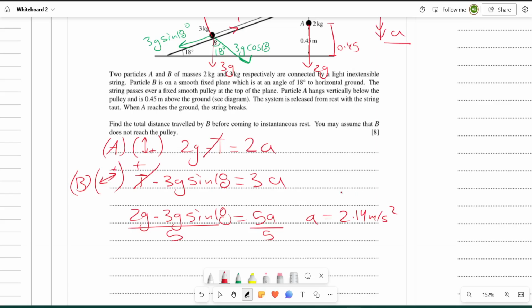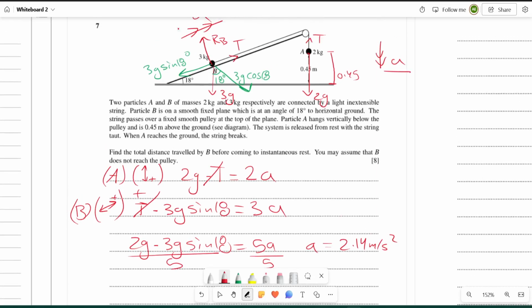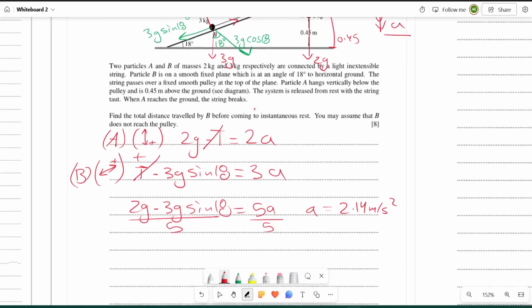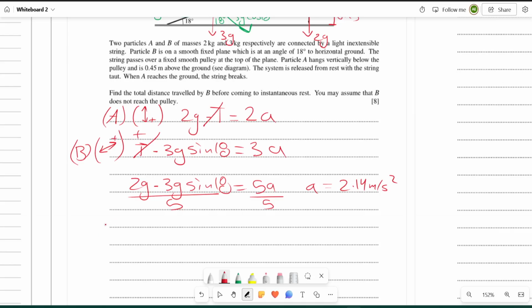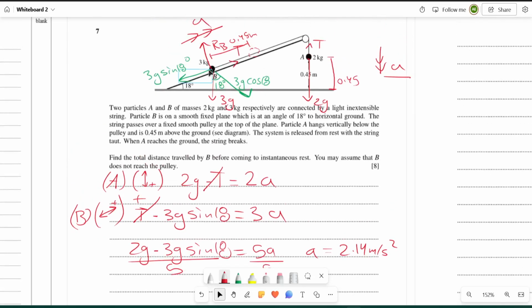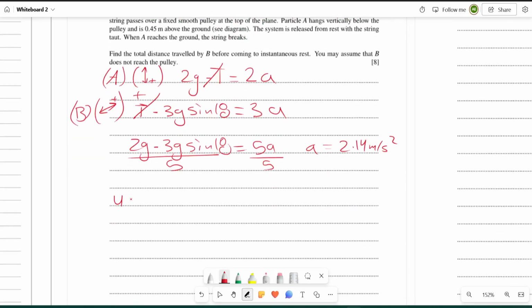Okay, now I found the acceleration. I can use this to help me find, after B moves 0.45 meters, how much its speed is going to be. That's what I need to know. So I know that initially, from the start, B has an initial velocity of 0. Okay, let's take up the slope as positive, and we're doing this for B.